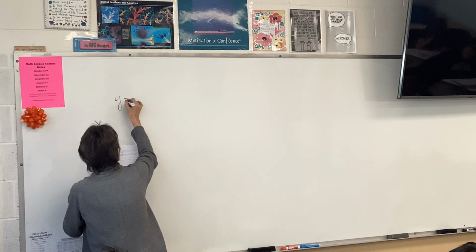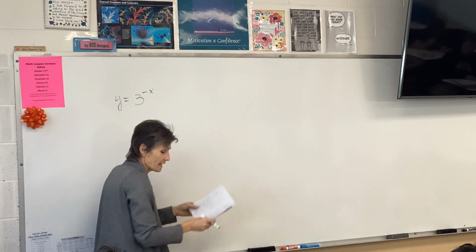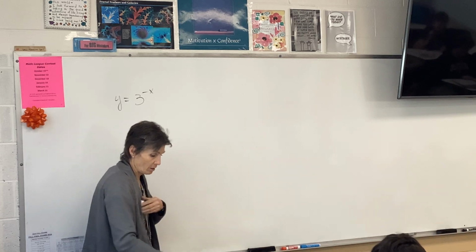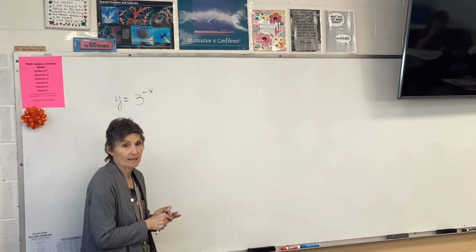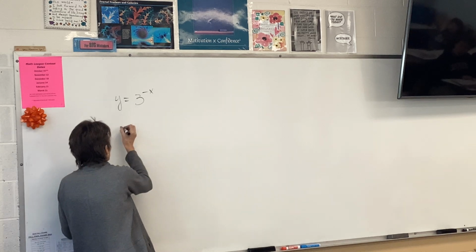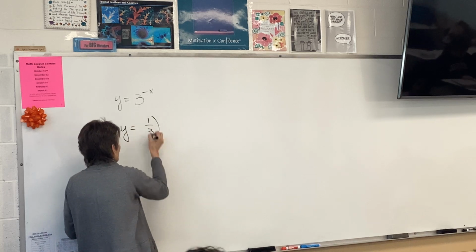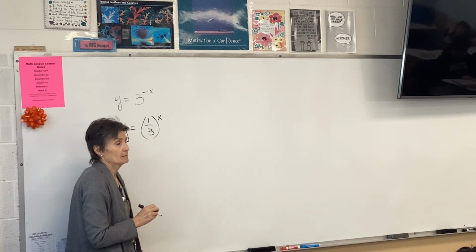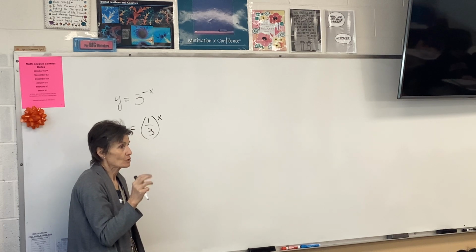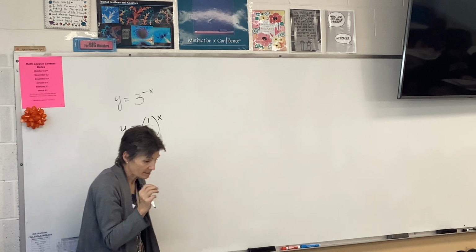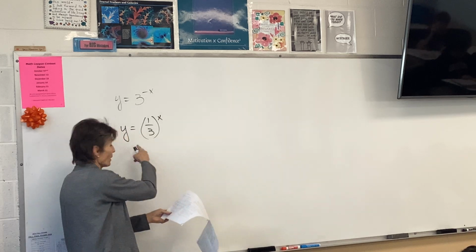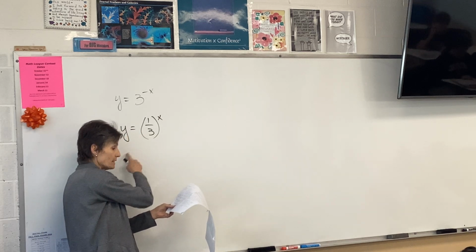It says consider y equals 3 to the negative x. Okay? Now, first of all, we don't like that negative x. So what do we do when we have a negative exponent? We flip it. So this is 1/3 to the x. A negative exponent flips your fraction. Now the questions are, A, what is another way to write the equation? Right there. That's the other way to write it.